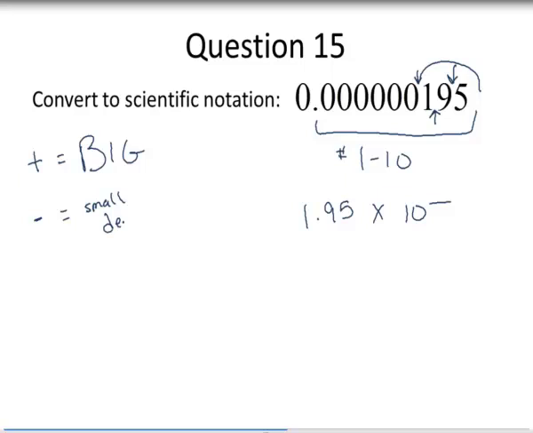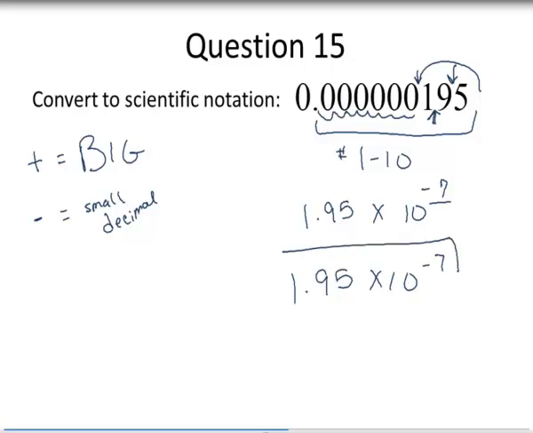This is a decimal number, right? It's a really small decimal number. You guys see that? Just because it has a whole bunch of digits doesn't make it big. This is a small, small, small decimal number. This is going to be a negative exponent. And how many places did you move the decimal to get it there? You moved it 7 places. So 1.95 times 10 to the negative 7. Any questions about that? No, we're good.